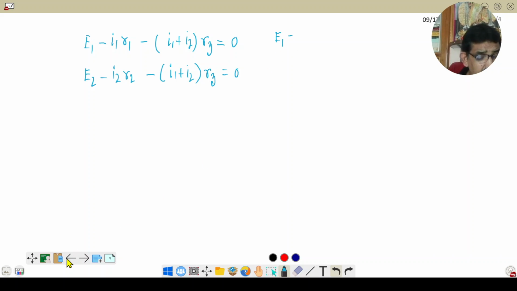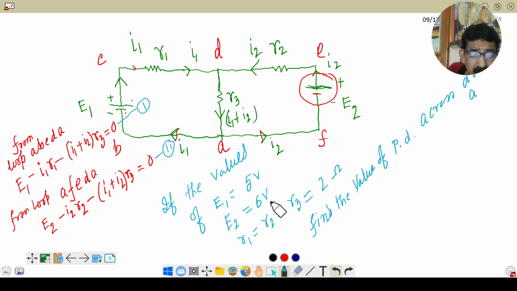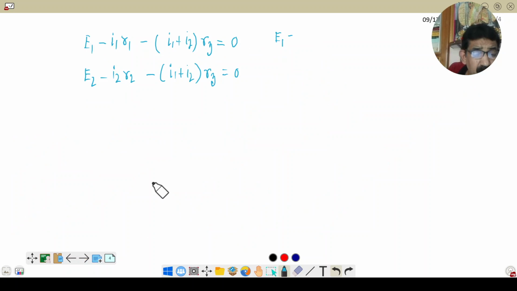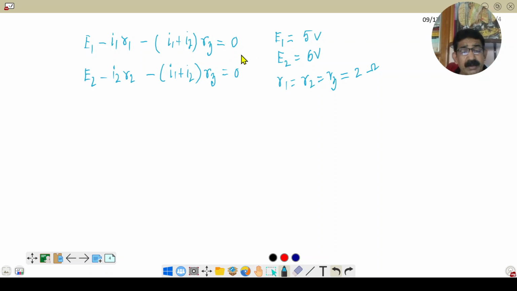Where we have given already E1 is equal to 5 volt, E2 is equal to 6 volt, R1, R2, R3 all are 2 ohms. Okay. Now we are putting all the values here.